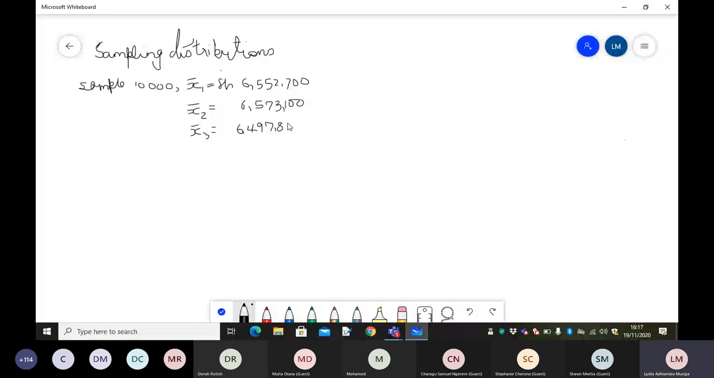So why are we getting these samples? The sample mean is an estimate of the population mean. If we obtain the first sample mean as 6 million and those other figures, then we are trying to say that the population mean income, maybe per year or per particular period, is 6 million and the rest of the figures. So these sample means are estimates of the population mean.